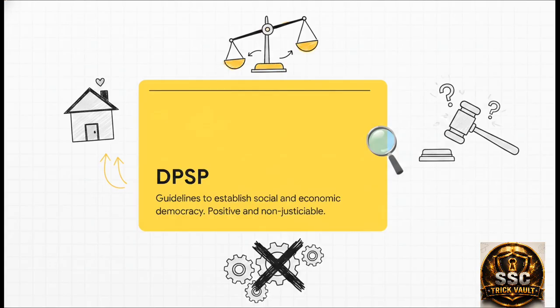Think of these as positive instructions aimed at creating a true welfare state. They basically direct the government to build a society rooted in social and economic justice. But here's the kicker. They are non-justiciable, meaning if the government totally fails to implement them, you can't just drag them into court to force their hand.